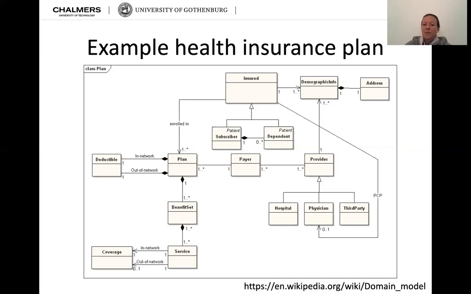Okay, with the demographic info, we also have a provider associated, because usually you have a general practitioner that you go to first. And there can also be a hospital or a physician or a third party. Good, so just a slightly more extensive example. And then, as you can imagine, domain models can become as complicated as you want, or as complicated as cannot be avoided.